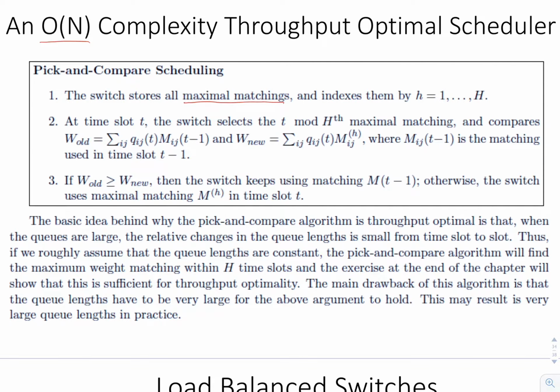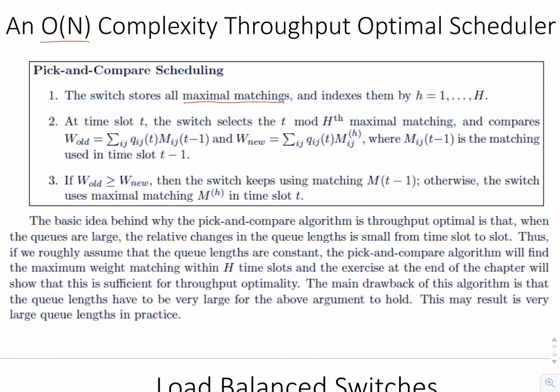And the second matching matches every input i to output i plus 1. But then 3 plus 1 is 4, so we take modulo 3, which would be 1. So we have this matching. And then the third matching that we can have is i plus 2 modulo 3.